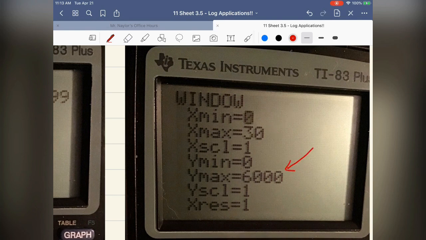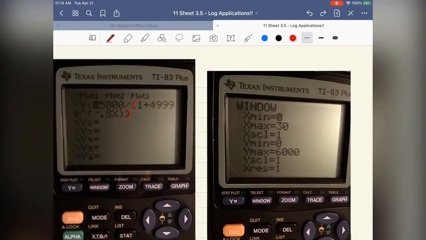And then the 6,000 number that you see here, well, I always like to go a little bit higher than the maximum amount that I know is going to be shown in this problem. And again, that maximum amount was 5,000. Try it, because you're going to have to graph one of these for your assignment.